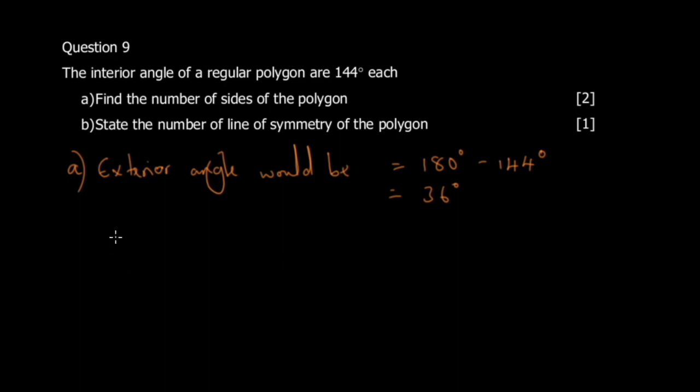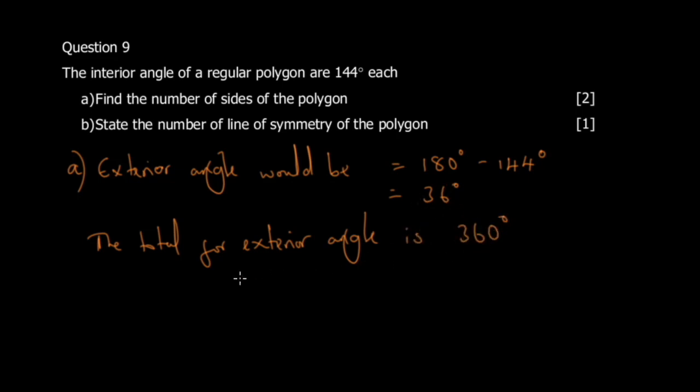After this, you would know that the total for exterior angles, this applies to any polygon, is 360 degrees. This one is regular, so it has exterior angles that are equal, so it would be 36 degrees for each exterior angle, and the number of exterior angles would be n, corresponding to the number of sides, equal to 360 degrees.